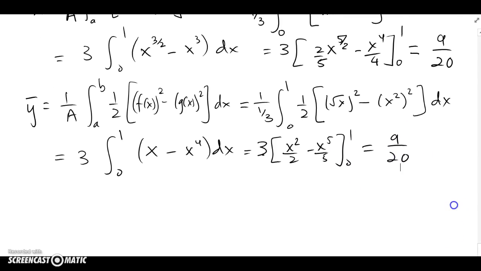So our center of mass is 9 over 20, 9 over 20. So approximately, actually 9 over 20, we don't even have to approximate. It's going to be 0.45, comma 0.45. Now let's go look at the graph and see if this makes sense.